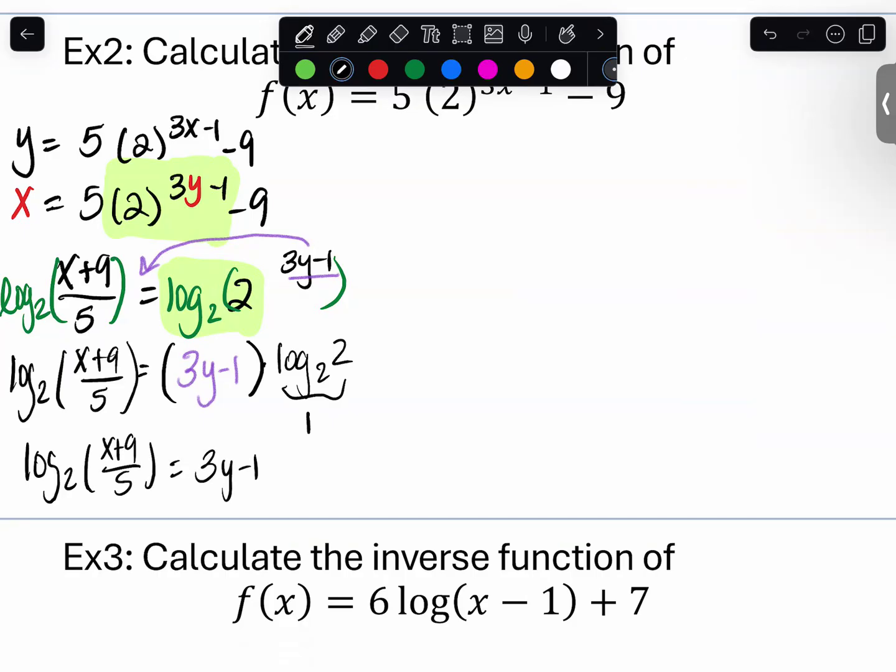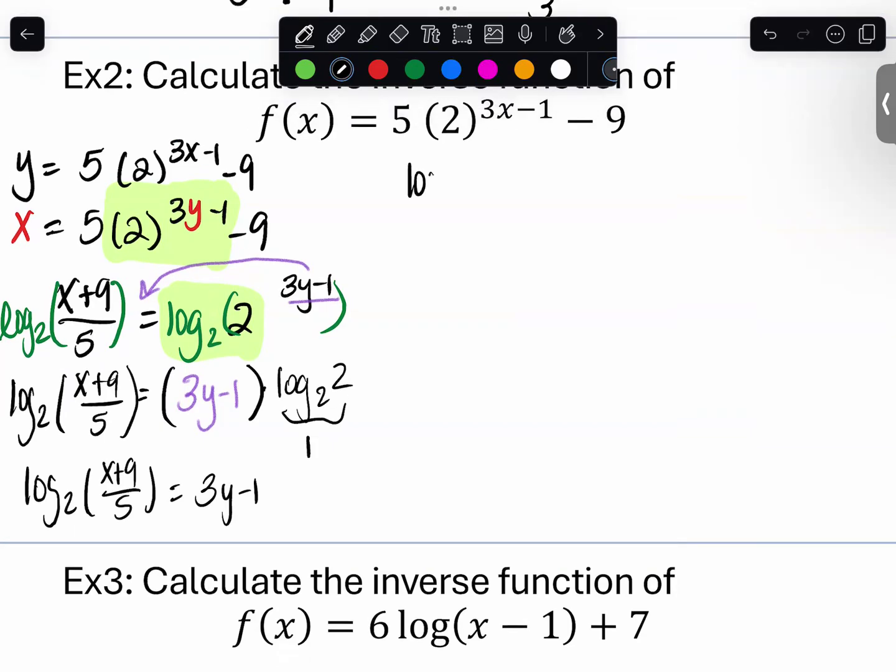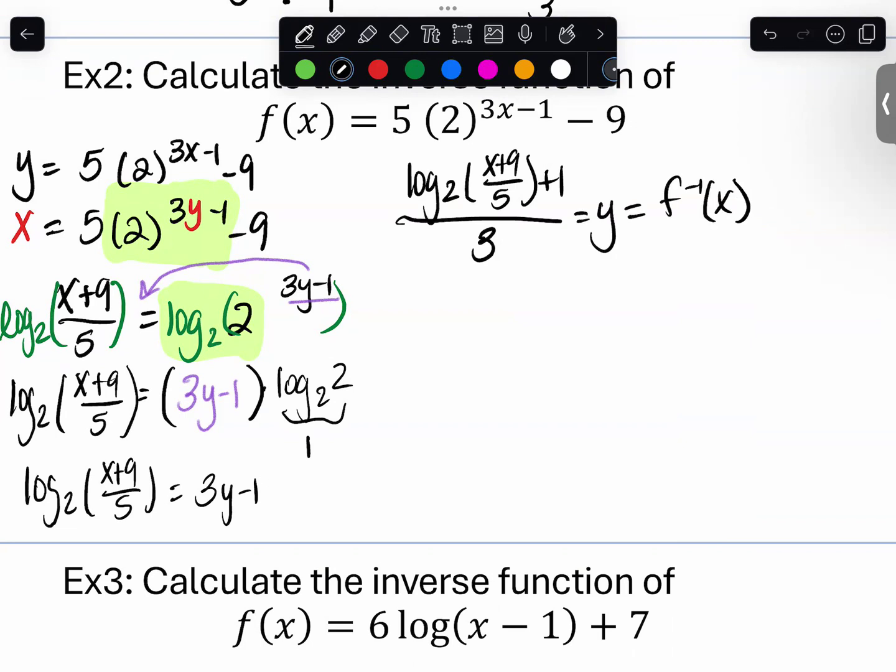I'm going to add 1 to the left-hand side and then divide by 3. So we get that log base 2 of x plus 9 over 5 plus 1. Notice that plus 1 is not inside of the logarithm. At this point, we already took the logarithm, so that's closed. All divided by 3 equals y. And I'm just going to rewrite that y as f inverse of x for that notation.